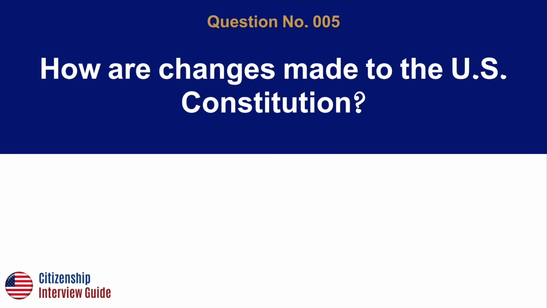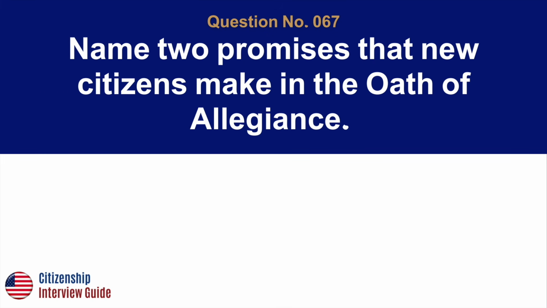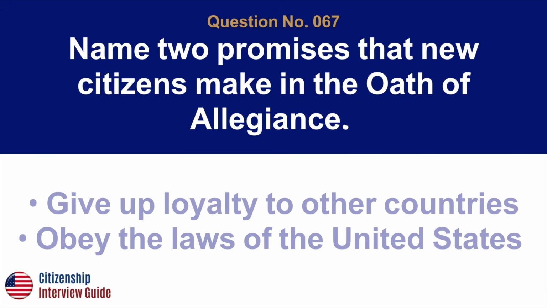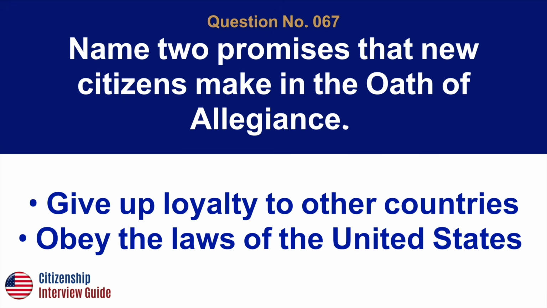How are changes made to the U.S. Constitution? Amendments. Name 2 promises that new citizens make in the Oath of Allegiance. Give up loyalty to other countries. Obey the laws of the United States.